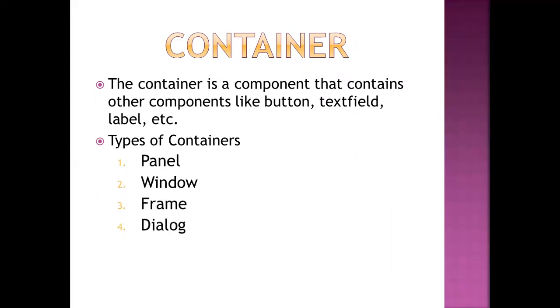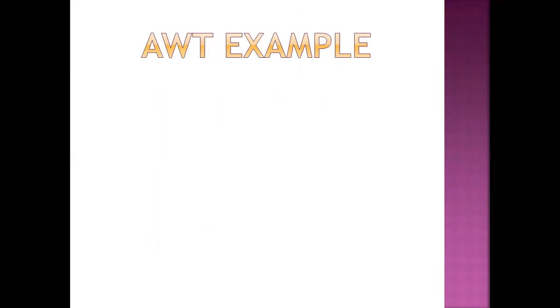Now let's move into a very simple program which makes use of this AWT component. Let's look at the example. In order to use AWT in your program, you have to import the package java.awt.*. Now I'm going to write a program which, when I run it, is just going to create a frame, and in that frame I'm going to place a button. That is what my program is going to do.